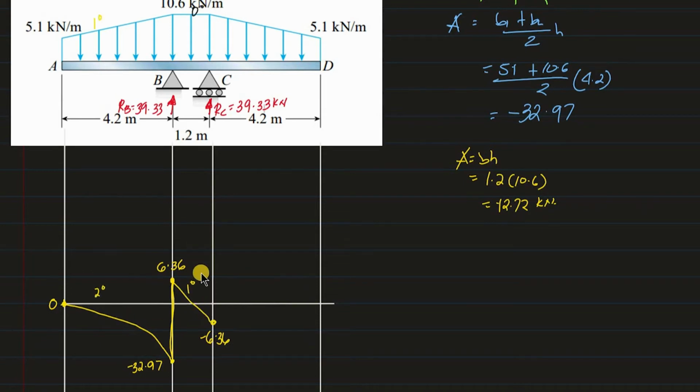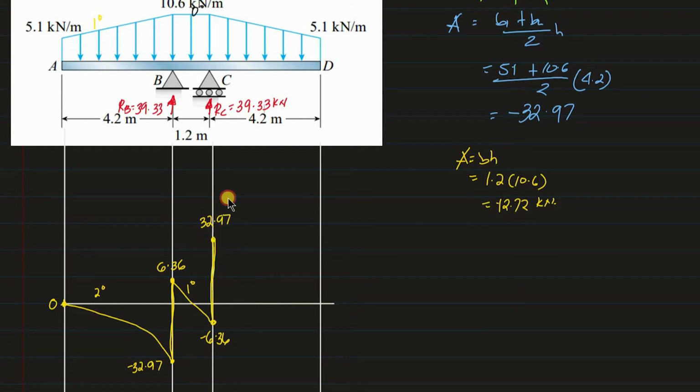Okay, next. From negative 6.36, kung makikita natin dito at point C, meron tayong reaction force na pataas, which is 39.33. So, since pataas siya, mag-add tayo dito sa negative 6.36 ng 39.33. So, we will go at positive 32.97. So, tataas siya dito ng 32.97. So, let's say yan dito. This would be 32.97 kilonewtons. So, we will connect these two lines.